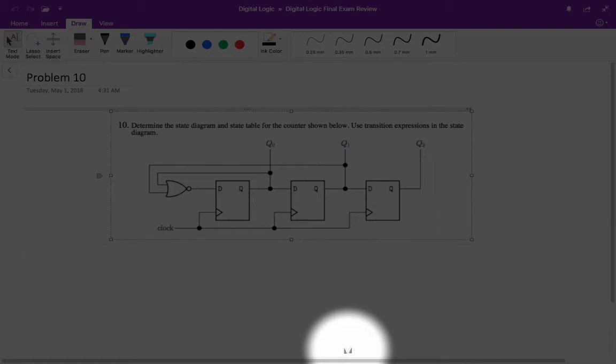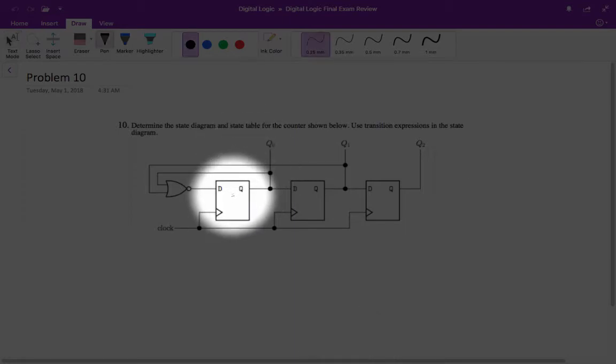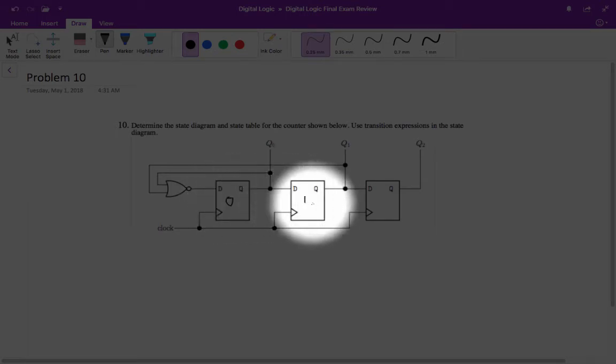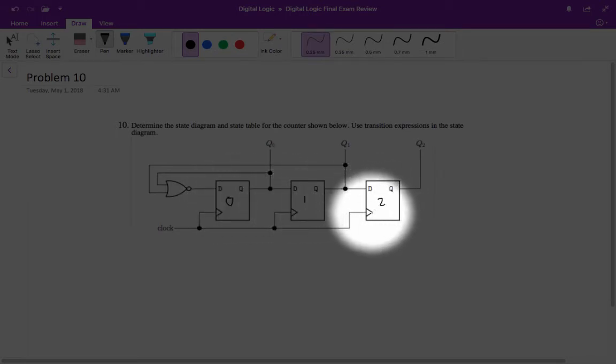This is problem 10 from the exam review worksheet, and we are given a circuit. It's a counter, and we are to determine the state diagram and state table for the counter shown and use transition expressions in the state diagram. So let's take a look at what's going on, and let's label our flip-flops 0, 1, and 2.